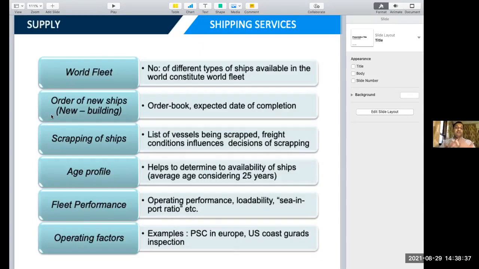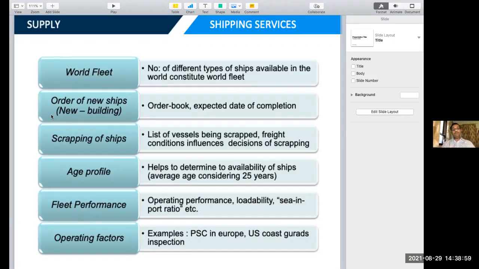So what does it mean? More order book, that means there is going to be more supply of ships. If there is less order book, what does it mean? There is going to be less supply of ships. So definitely order book is one criterion which has to be seen to know what is the future supply scenario.